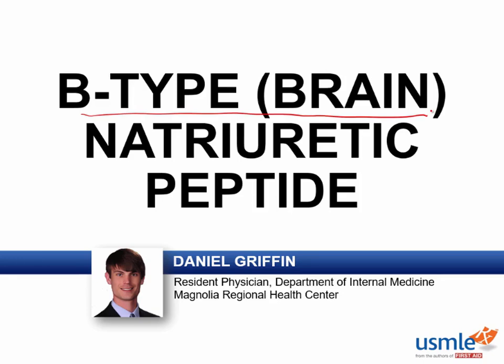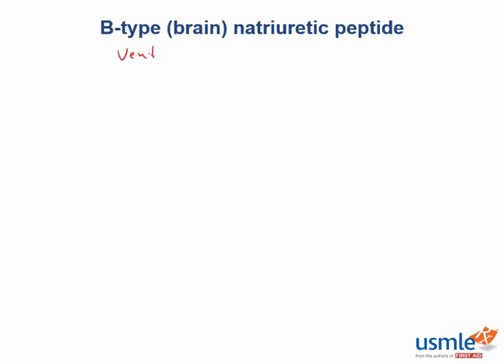Now, B-type natriuretic peptide was named this because it was first found in the brains of pigs, but in the human body, it is predominantly released from the ventricular myocytes. It essentially has the same action as ANP, except that it has a much longer half-life, which makes it helpful in ruling out heart failure in patients with shortness of breath.